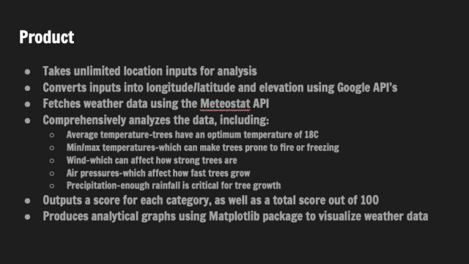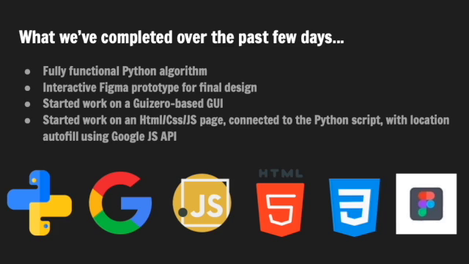Each of these categories that I just talked about are really important when predicting the longevity and overall health of the planted trees. So what we've completed over the past few days: we have a fully functional Python algorithm, an interactive business prototype, and we started work on a GUI-based interface and a fully functional web page.